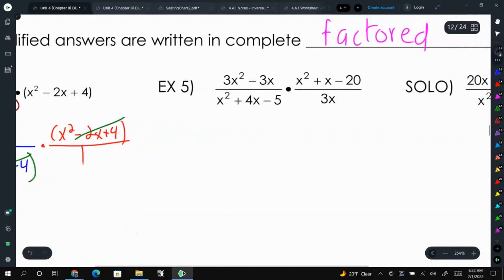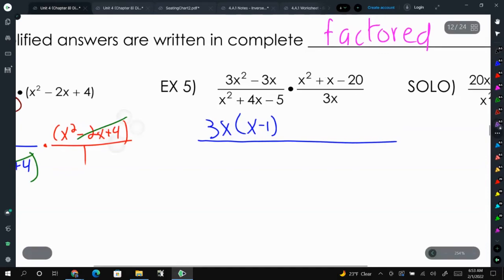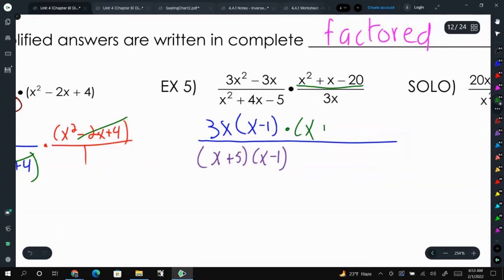Over here, we're going to factor out from the first fraction a 3x. So it's going to be 3x, and we're left with x minus 1 over, factoring the bottom, x squared plus 4x minus 5, two numbers that multiply to negative 5 but add to positive 4, x plus 5, x minus 1. And then worry about the second fraction, factor the top. That's going to be x plus 5 times x minus 4 over 3x.